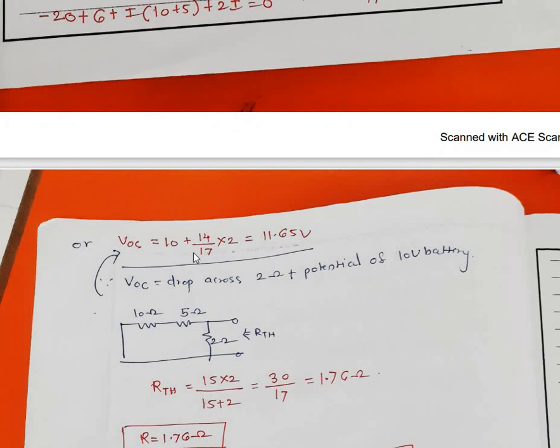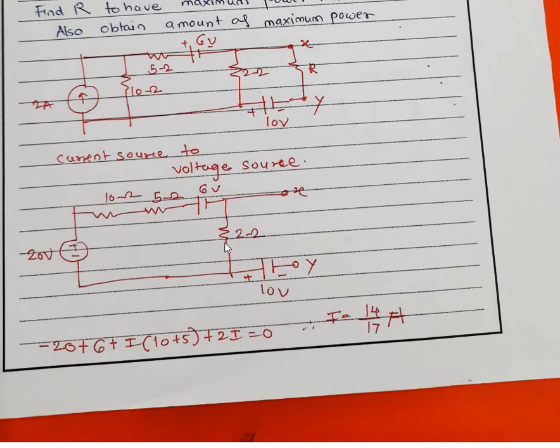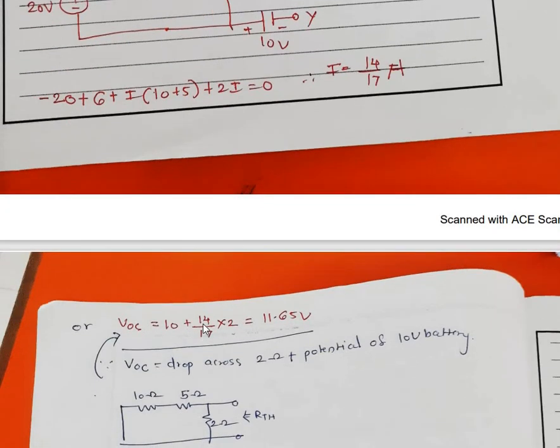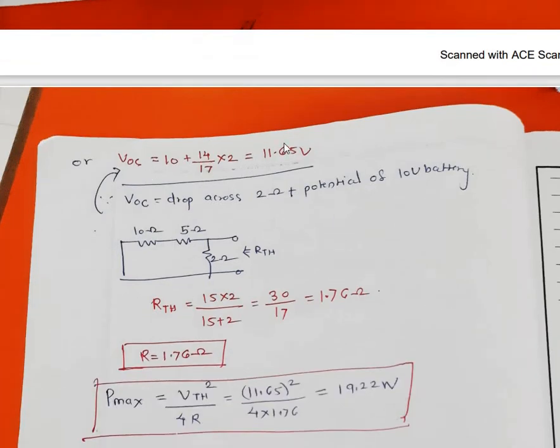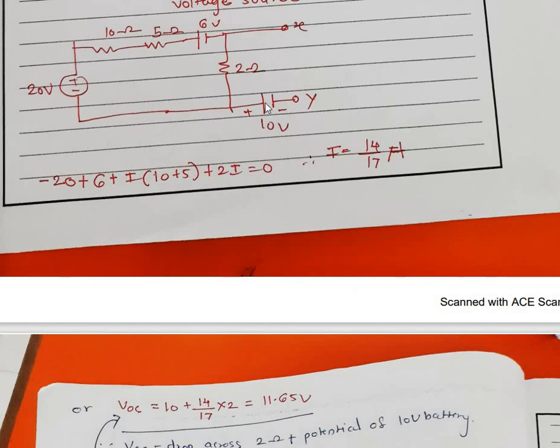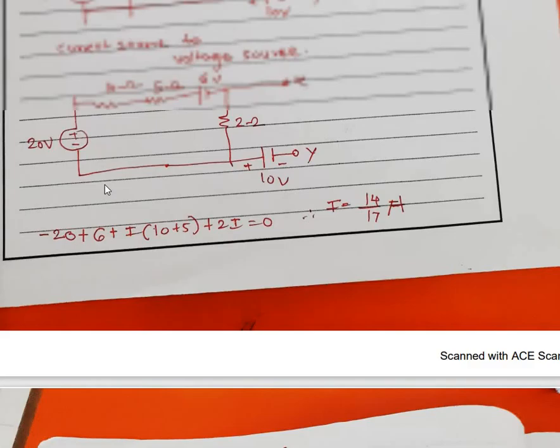Now the open circuit voltage will be equal to 10 plus the battery potential plus the drop across this. So 14 by 17 into 2. 14 by 17 is the current flowing through this 2 ohm in this particular loop. So therefore VOC is coming out to be 11.65. VOC is the drop across 2 ohm plus the potential of this 10 volt battery, so the resultant voltage. And now RTH, how will we calculate?